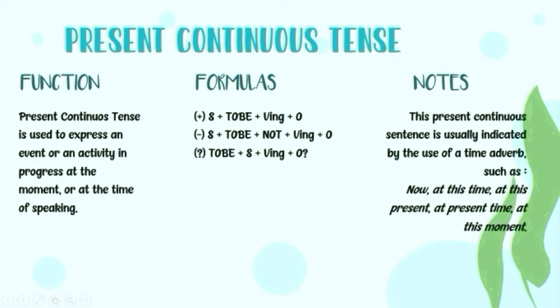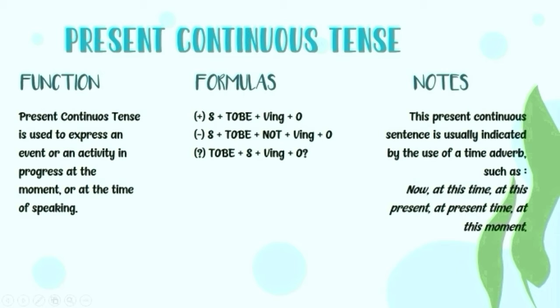Present continuous tense. The function of present continuous tense is used to express an event or an activity in progress at the moment or at the time of speaking. Formulas that present continuous tense uses is, when it's a positive form, subject plus to be, verb ing plus object. And when it's a negative form, subject plus to be plus not plus verb ing plus object. And when it's an interrogative form, to be plus subject plus verb ing plus object.